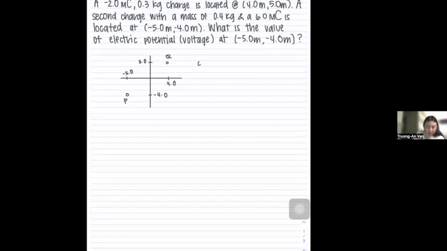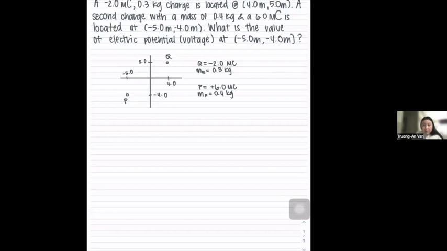And so at charge Q, we know that the charge is a negative 2.0 microcoulomb charge, and it has a mass of 0.3 kilograms. For the charge P, we know that it has a positive 6 microcoulomb charge, and the mass is 0.4 kilograms.